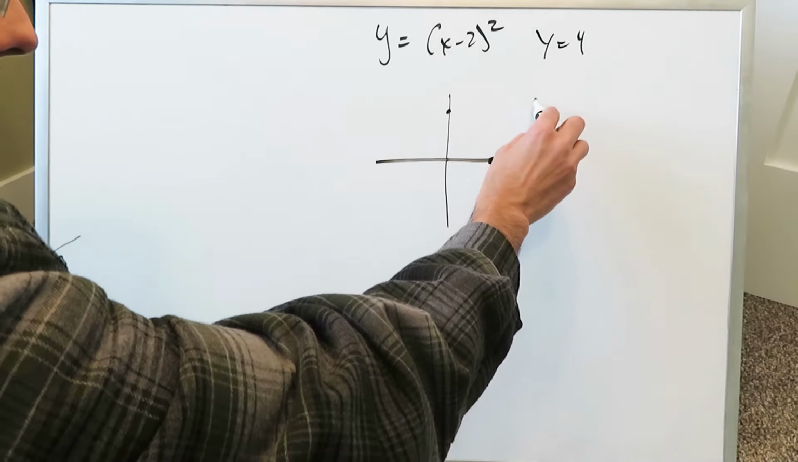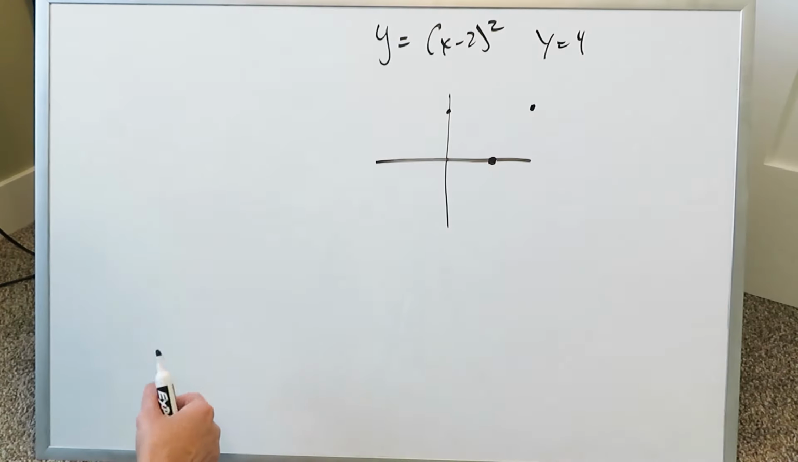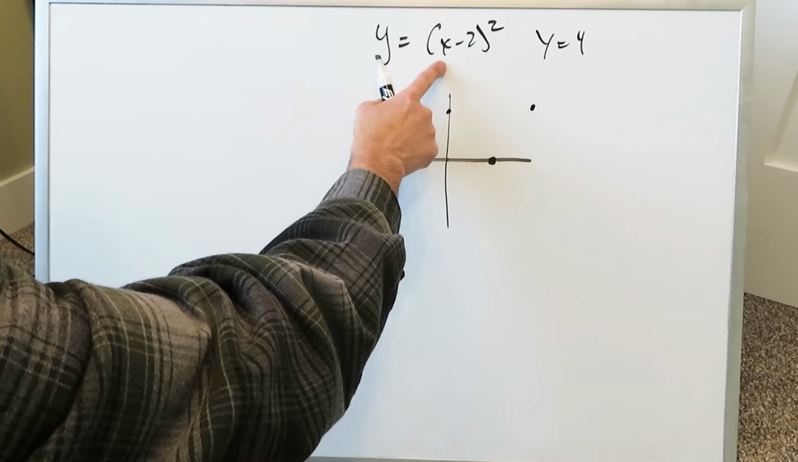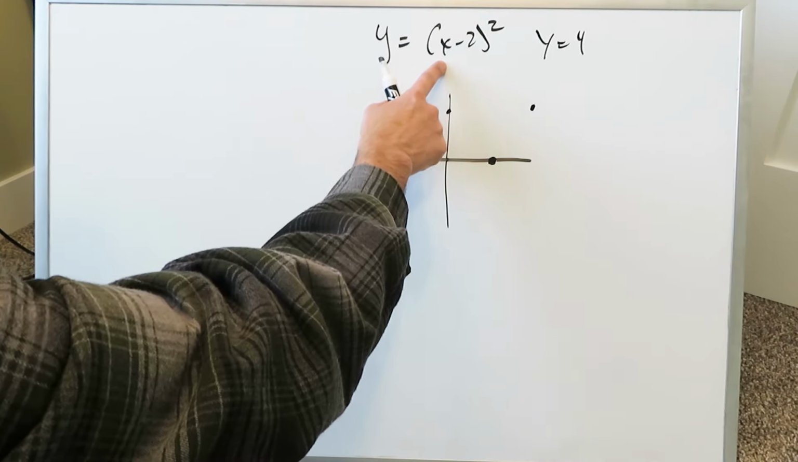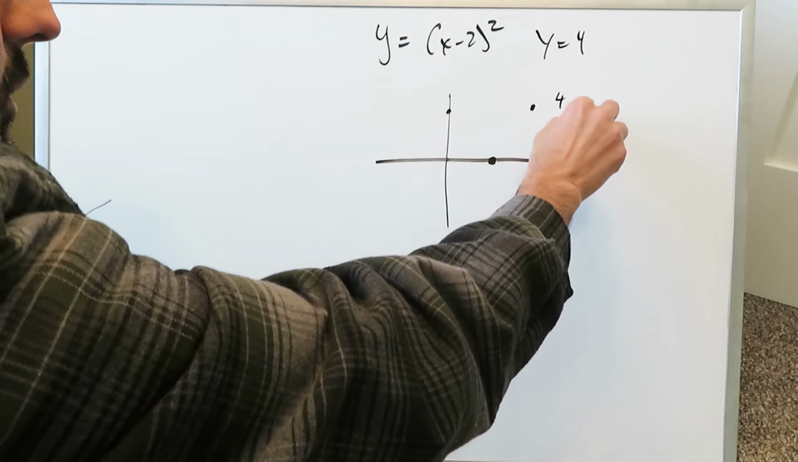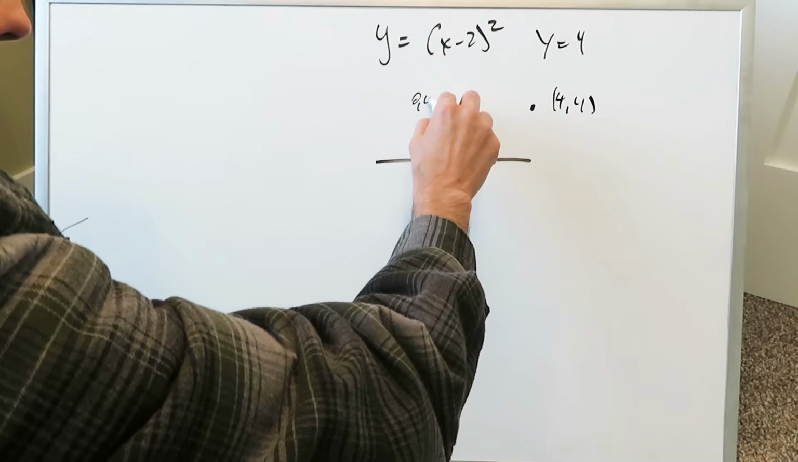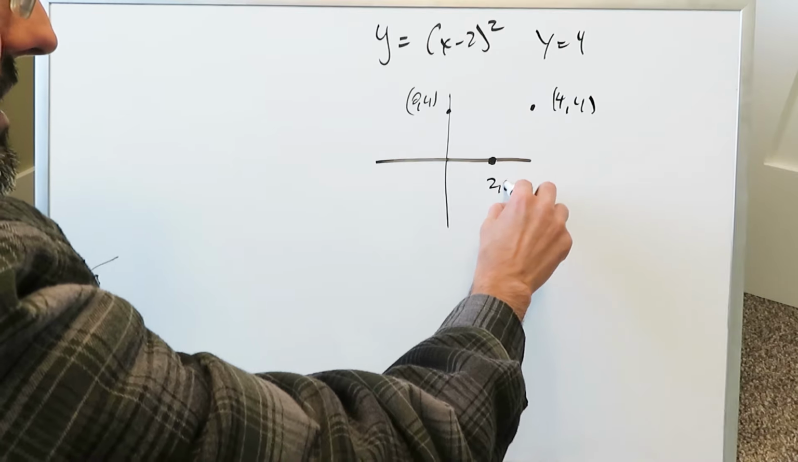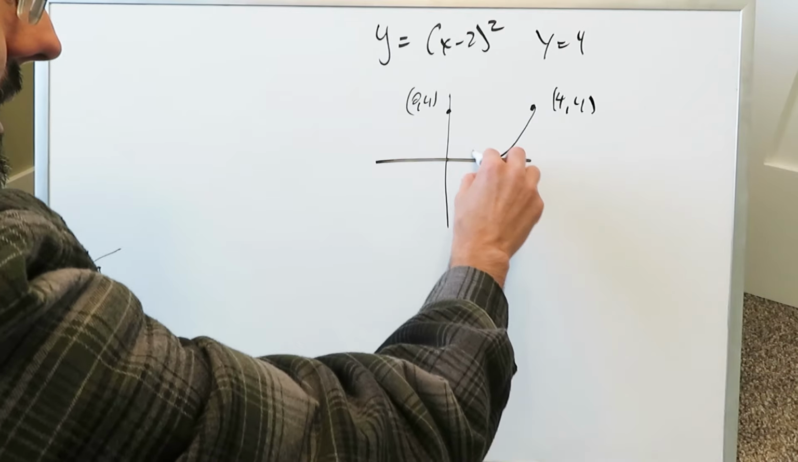You could also develop another point here, which would be (4, 4). If you put 4 in terms of x, 4 minus 2 is a 2, and 2 squared is 4. So you have (4, 4), you have (0, 4), and then you have (2, 0), and you have a parabola which is looking like that.